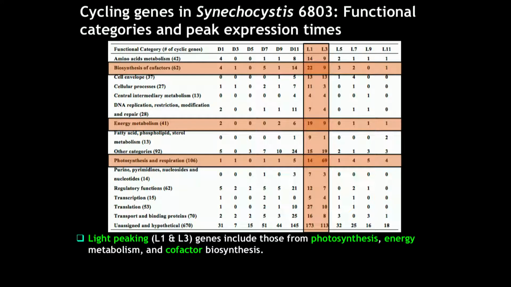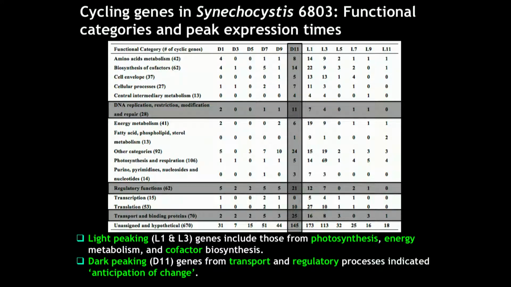And then we went on and found what these genes are, and what pathways they belong to. For the light genes, you can see they are the usual suspects. They are from energy metabolism, photosynthesis, biosynthesis of cofactors, whereas when we look into the dark-peaking genes, they are from all over the place. Some of them are regulatory genes, some of them are involved in transport mechanisms.